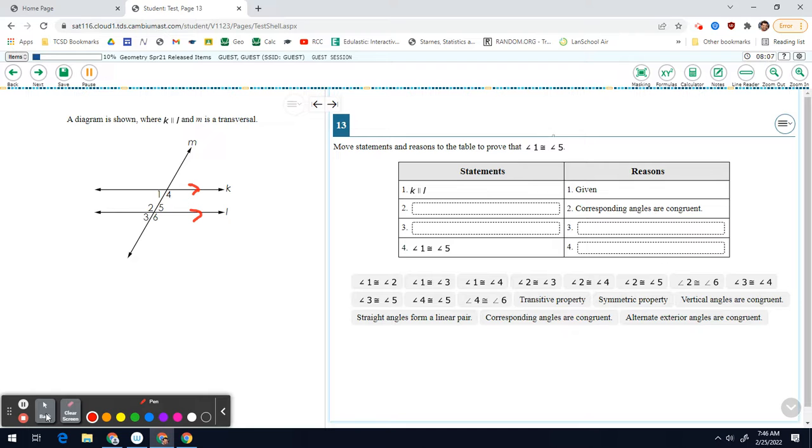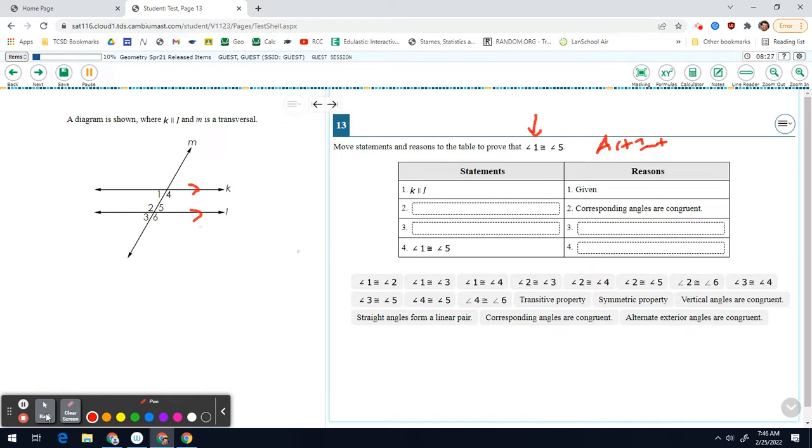We want to prove that angle 1 is congruent to angle 5. Now, angle 1 and angle 5 are alternate interior angles. So they should be congruent, but again, they want us to do this in a roundabout way to kind of show that they're congruent. Now, if the first angle that you want to prove congruent is angle 1, we should choose one of these statements that involves angle 1.